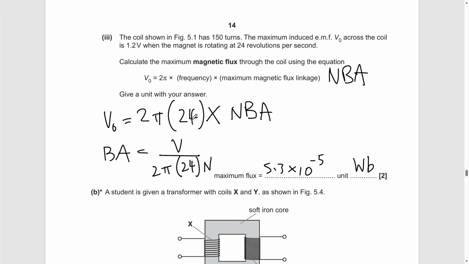This one is just rearranging the formula. So V0 equals 2 pi f times NBA, because flux linkage is NBA, but you want to work out magnetic flux. Magnetic flux is just BA, so you want to rearrange for just BA. The unit for magnetic flux is Weber.